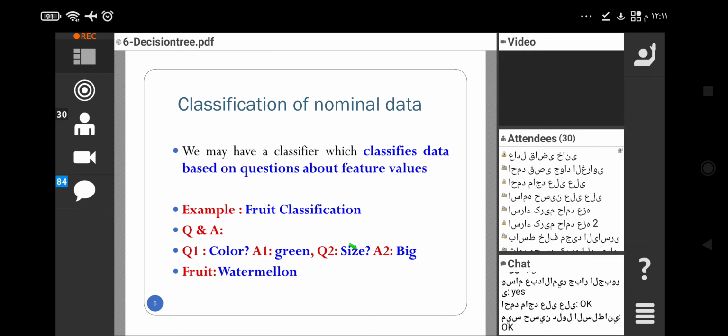And in our example, we asked two questions. What is the color? The answer was green, based on the test data. And what is the size? The answer was big. And then the classifier said the fruit is watermelon. This was the result of the classification.